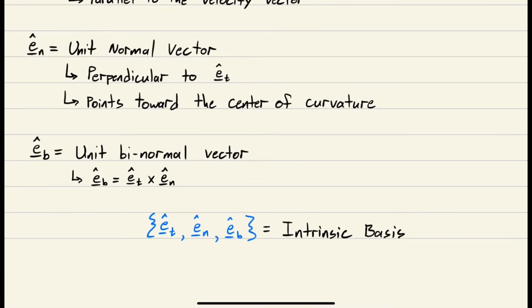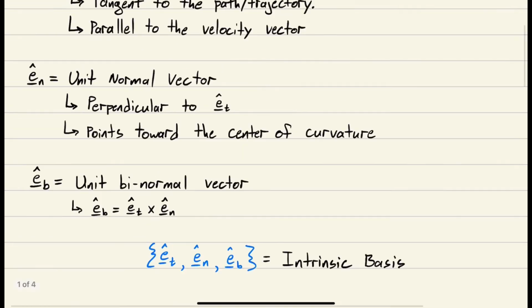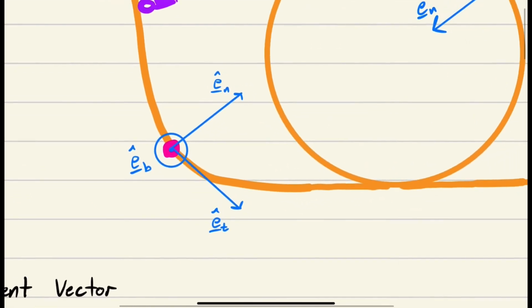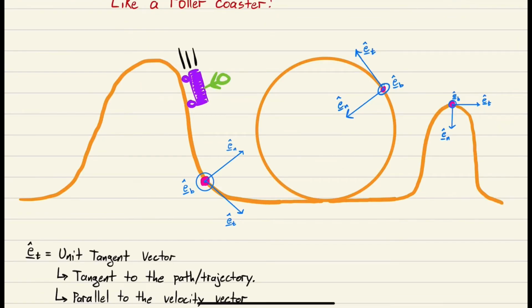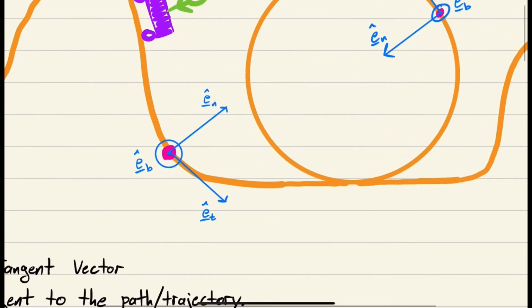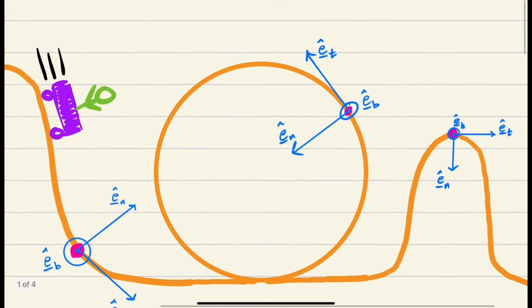So E sub b, this is our last direction, E sub b is called the unit binormal vector. And it's just equal to E sub t crossed with E sub n. So if we do E sub t crossed with E sub n, this is just going to point out of the page. Because this is a 2D example, E sub b is either going to be pointing into the page or out of the page. For this one right here, E sub t crossed with E sub n will result in E sub b being out of the page. Same here.